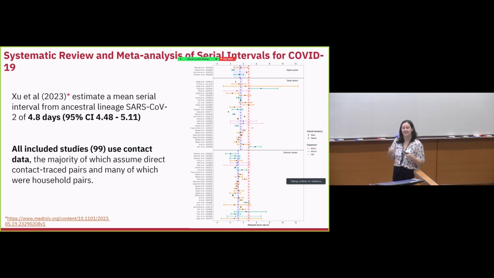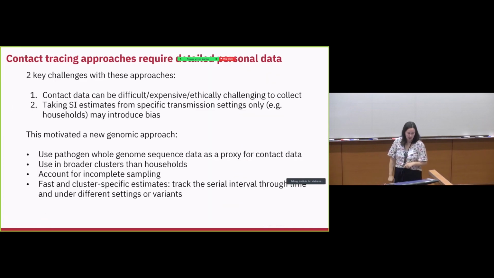As you can imagine, it's easiest to contact trace people in a household setting. We know who contacted whom and when. And this is a common pattern in serial interval estimation. I see there being two key challenges with this. First, getting contact data can be difficult, expensive, ethically challenging if transmission of a particular disease is criminalized, or difficult to share because it's really personal information about who contacted whom and when and where.